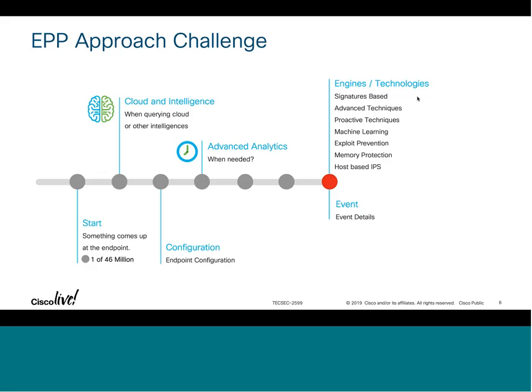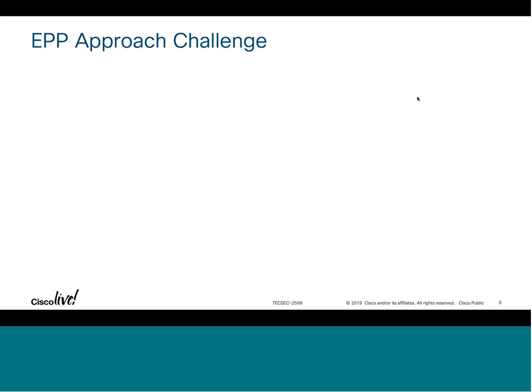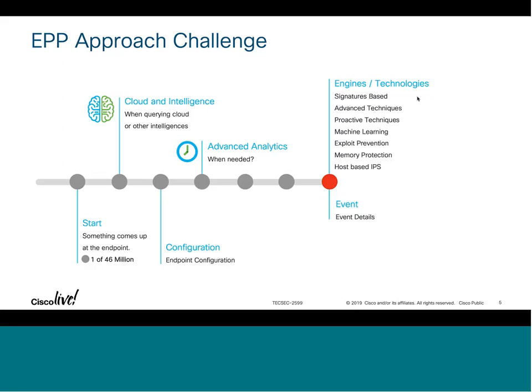The next thing is advanced analytics. So when should I upload a file, maybe to my sandbox? We know we cannot upload every file. Once again, think about your 46 million operating system events, and let's go back here, 8.7 million file events. So it's just too much. The endpoint needs logic and really much intelligence to prevent an overload of your sandbox.